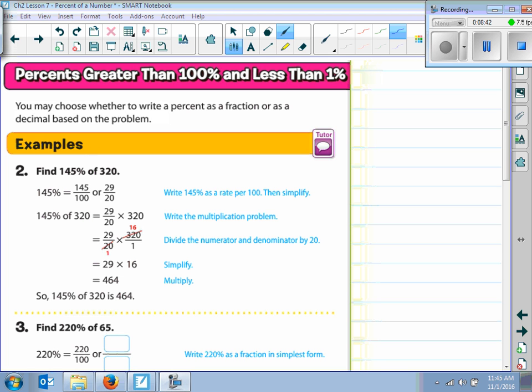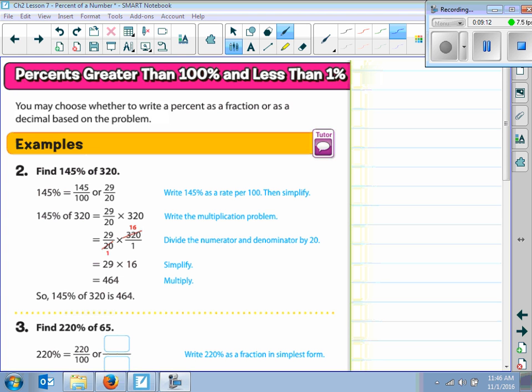So here for example 2, it says find 145% of 320. Okay? So find 145% of 320. So here, what does of mean in math? Multiply, right? It means times. So this says 145% times 320. Does everybody see that?